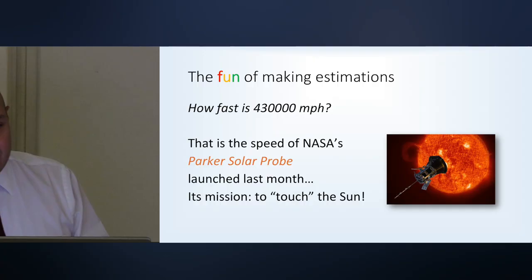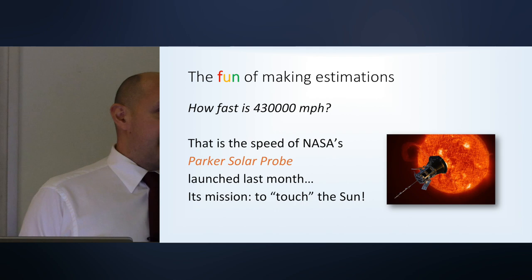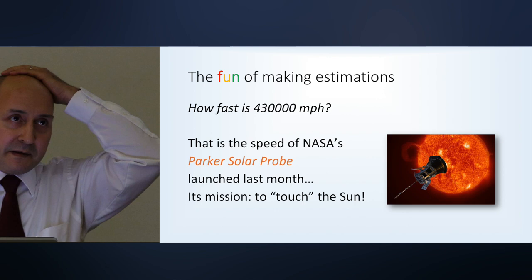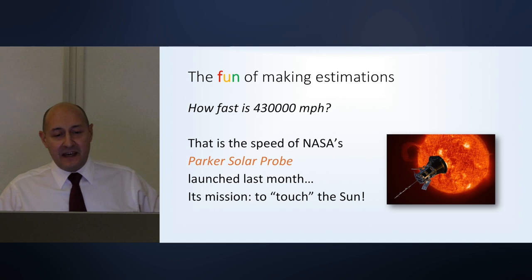Okay. So that's the speed of NASA's Parker Solar Probe that was launched last month, right? The mission of this probe is to go to the sun and grab some information from the sun corona, and we will finally know better what the sun does, okay? And of course, this is a very big number, 430,000 miles per hour. Oh, by the way, this is the fastest human-made object that has been created, all right?